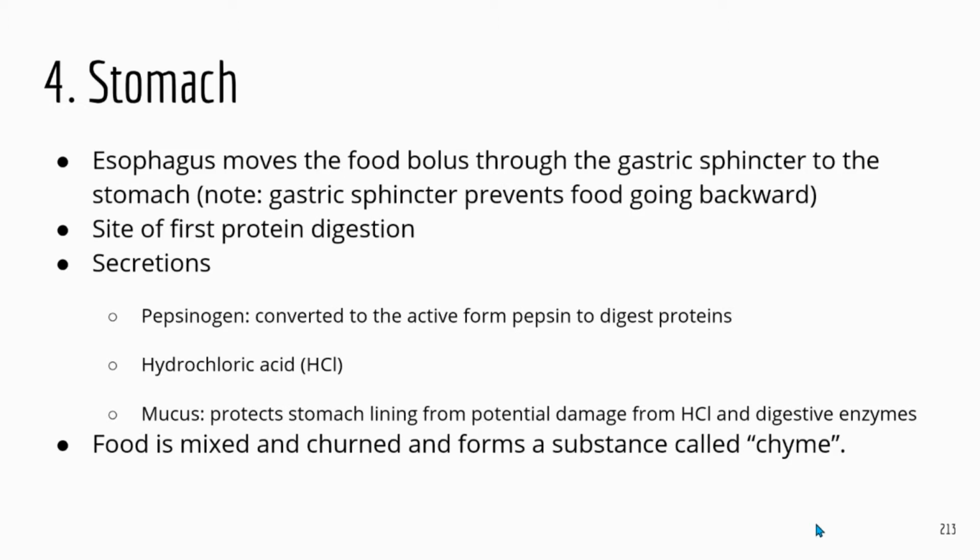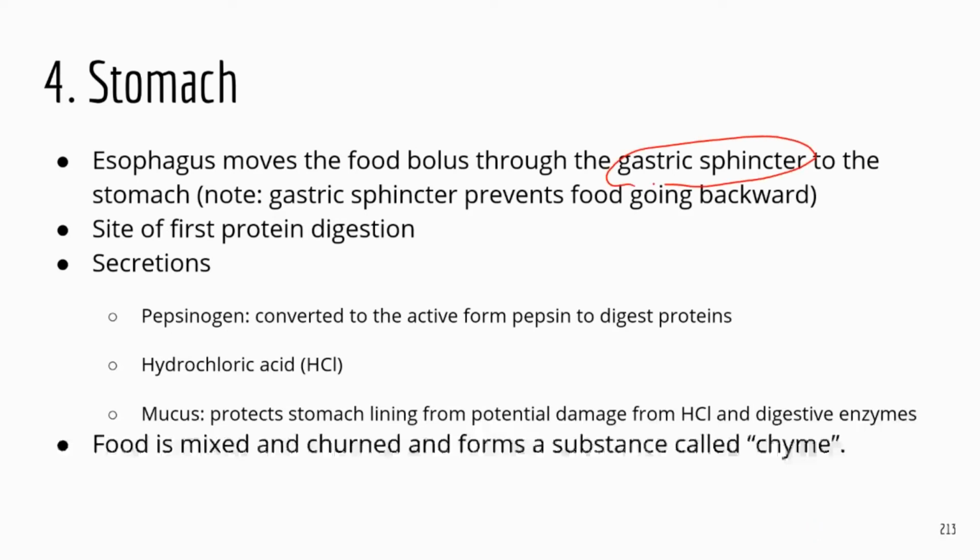All right, now stomach is kind of in between the esophagus and the small intestine, right? So the esophagus is going to have a peristalsis, the smooth muscle contraction to move food down. And then the food is going to enter the gastric sphincter to enter the stomach.